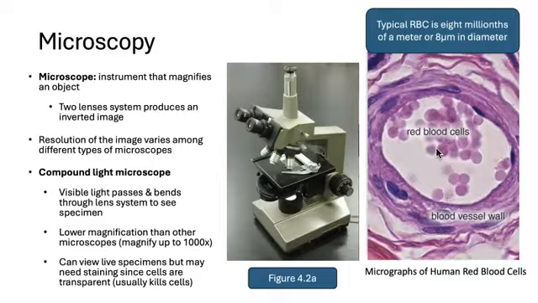And we can also view live specimens, but we may need some staining since our cells are typically transparent. And when we use these dyes, it typically will kill the cell. So you may be wondering, well, I could see those red blood cells pretty clearly on the image here. That's because we've also used some stains in order to dye the tissues around here.